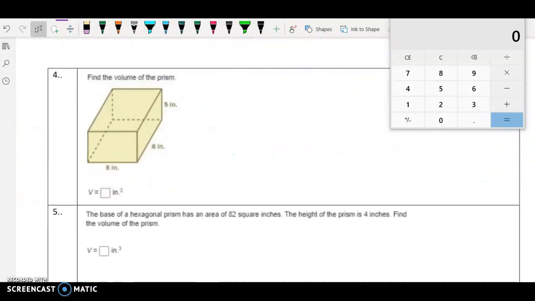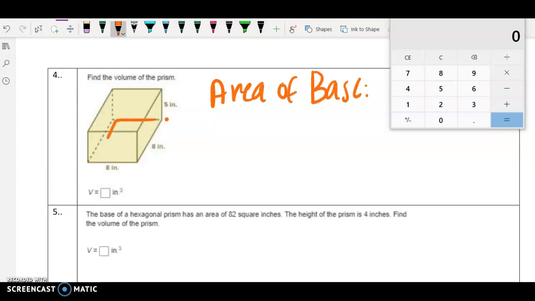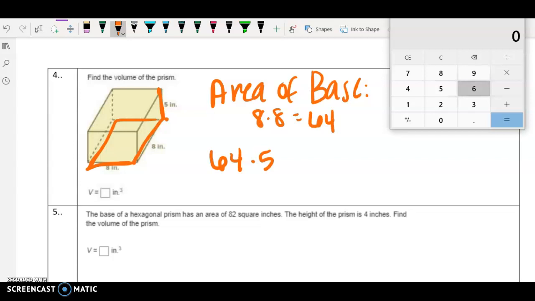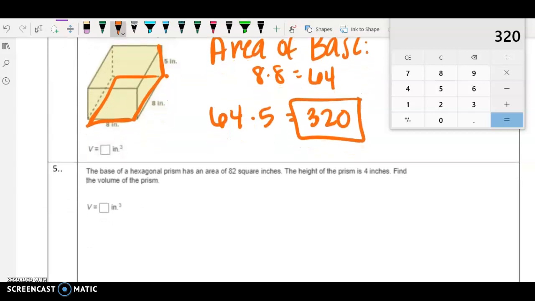All right, next one, find the volume of the prism. So remember, we have to find the area of the base. So that's just the bottom of our rectangle. So that's 8 times 8, which is 64. And then now we do 64 times our height, which is 5. And we get 320. So 320 is our answer for number 4.